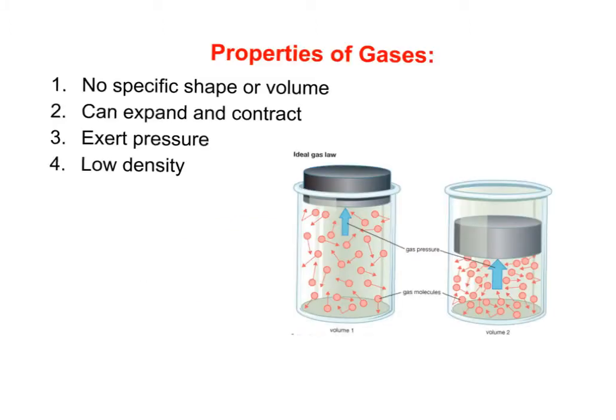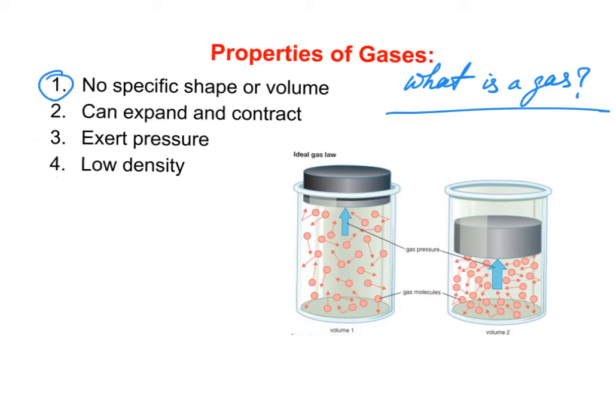If we plan to talk about gases, we first need to define what is a gas. Gas is any substance that fits a particular description, has properties of gases. So, gases have no specific shape or volume. They can expand and can contract. They can exert pressure and they have low density. So, any substance that has all these four qualities will be qualified to be called a gas.